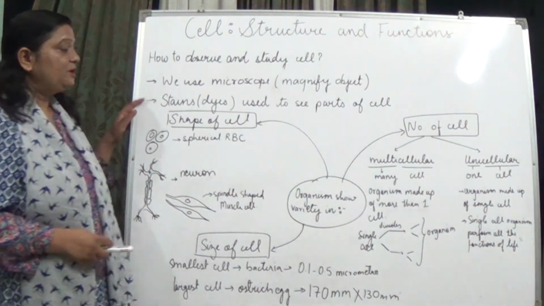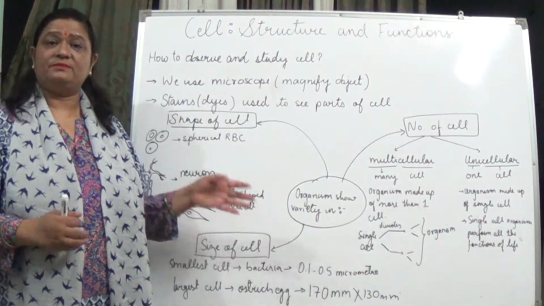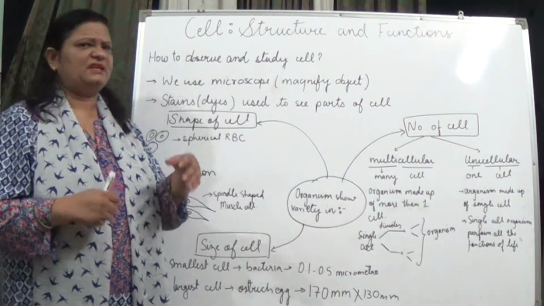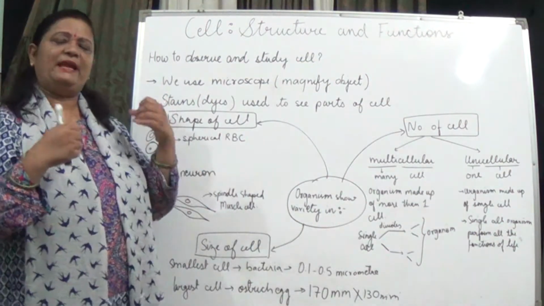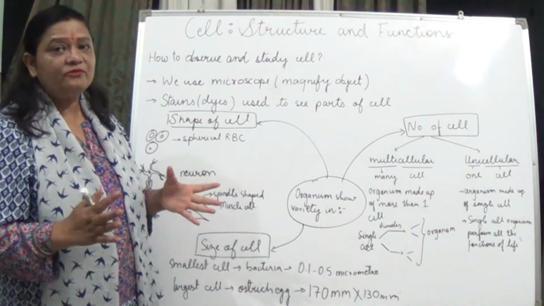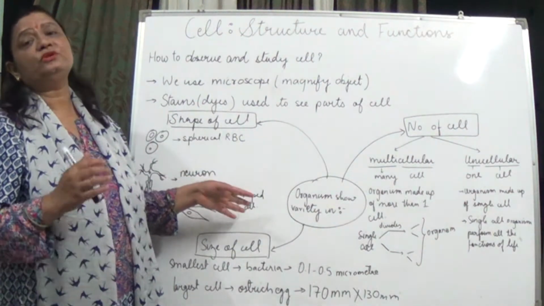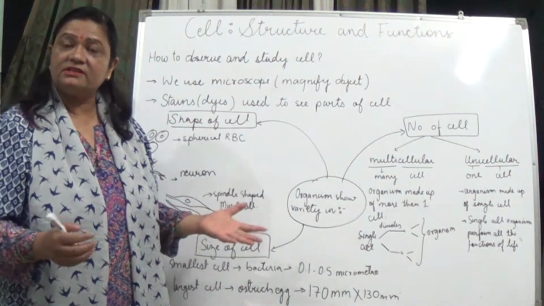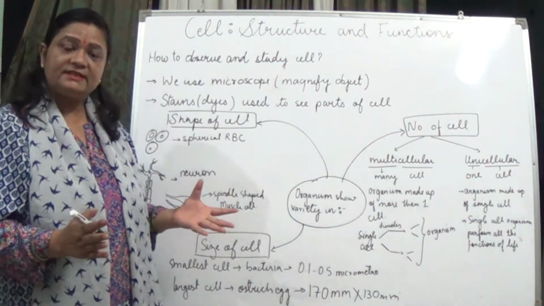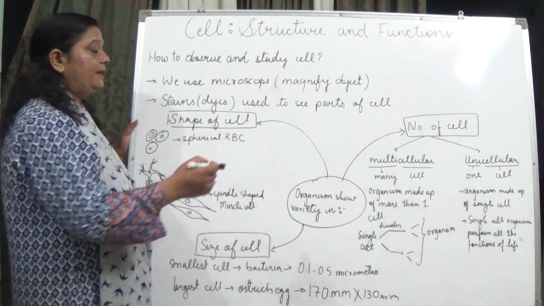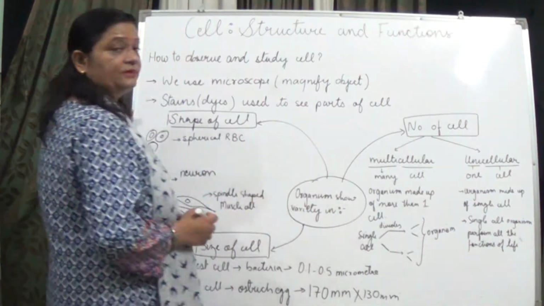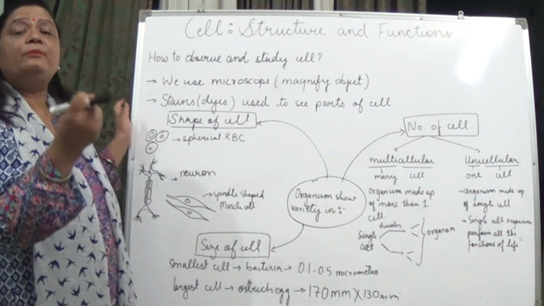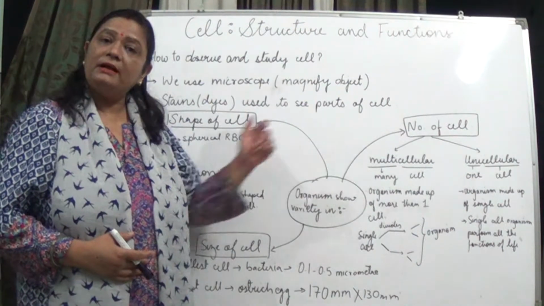Now talking about organisms, do all organisms consist of the same type of cells? No, there are differences. Organisms show variety in the number of cells present, the size of the cell, and the shape of the cell. Coming to the number of cells, organisms can be unicellular or multicellular.